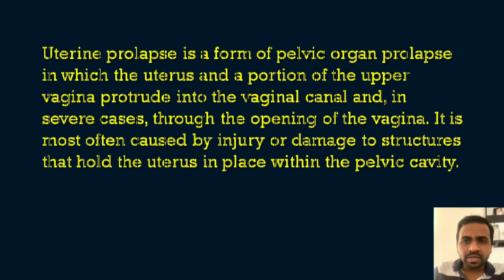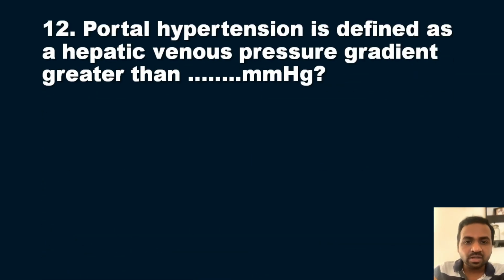I think we can move on to the next question in our series, that is the 12th question. The question is, portal hypertension is defined as a hepatic venous pressure gradient greater than dash millimeter mercury. Several times we are getting questions regarding portal hypertension, like regarding the other features of portal hypertension. Very regularly we are getting questions. So this is additional information for you. When can we call it portal hypertension?